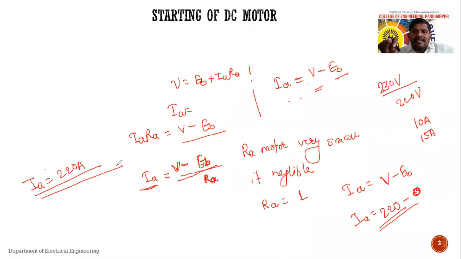If the back EMF of the motor is nearly equal to zero, then the current taken by the motor at the time of starting is about 10 to 15 times greater than the rated current. What is the value we have calculated? So the current taken by the motor at the time of starting is about 220 ampere. What is the rated current? Just tell me, what is the value of rated current we have considered? 220. It is voltage, no? Rated current, I am asking.